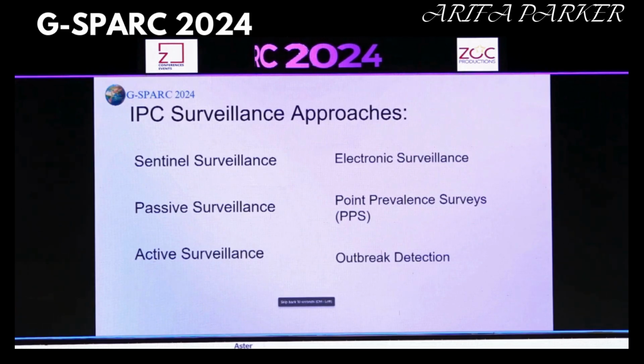And then I'm going to touch on point prevalence surveys, and specifically global point prevalence surveys, which is a low-hanging fruit to get data in a setting where the healthcare burden is very high and staff resources and time are low.